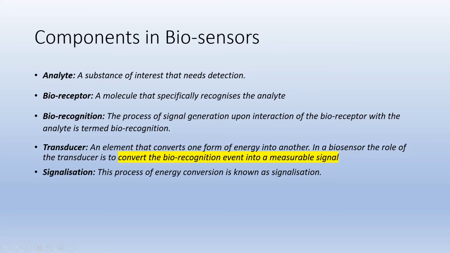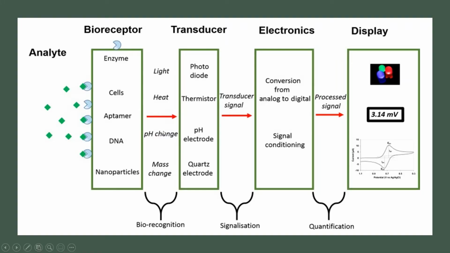Biorecognition: the process of signal generation upon interaction of bioreceptor with the analyte, is termed as biorecognition. That is, when the analyte is mixed with the bioreceptor, it gives some output. Those outputs would be in the form of a light, heat, or pH change. These physical features or physical phenomena are known as a biorecognition signal. These biorecognition signals would be the input for the transducer. Now let us see what is a transducer.